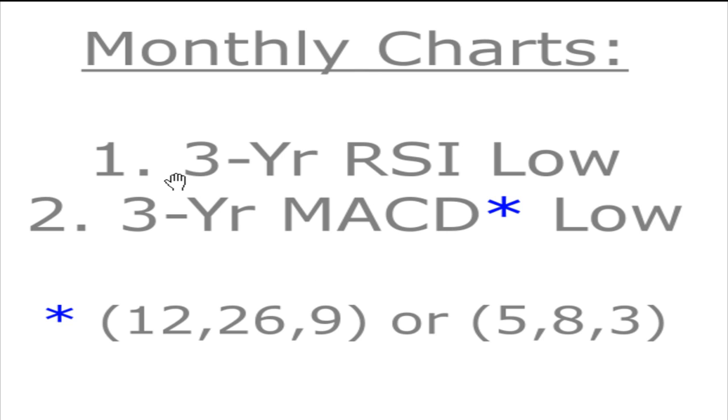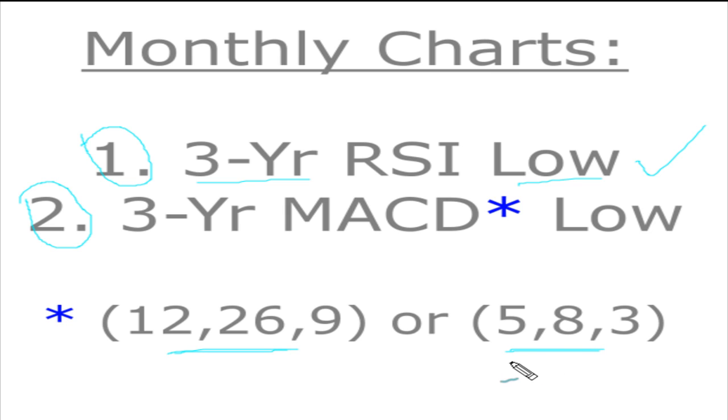So the minimum requirements are very, very simple. There are only two things that you need. Number one, you want the stock's monthly RSI to be making a 3-year low. That's very simple. Second, you want one of the MACDs, and I use two settings. I use either this one here or the main MACD default. So you can either use the default MACD setting or add another MACD setting, which is the 5-8-3. One of these MACDs has to be making a 3-year low.